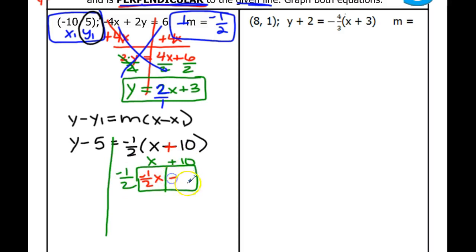Negative times a positive, I know it's going to be a negative. We want 1/2 times 10, or think of what's half of 10. Well, half of 10 is 5. So I have y minus 5. I'm going to move this down just a little bit. Y minus 5 equal to a negative 1/2 x minus 5.